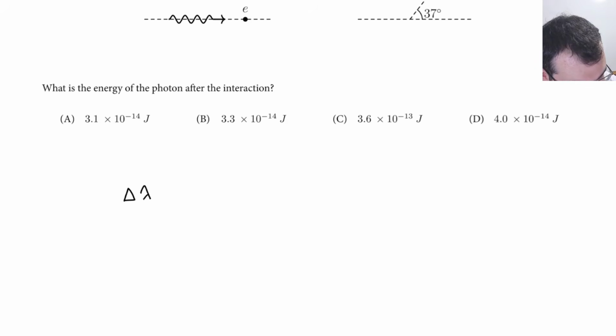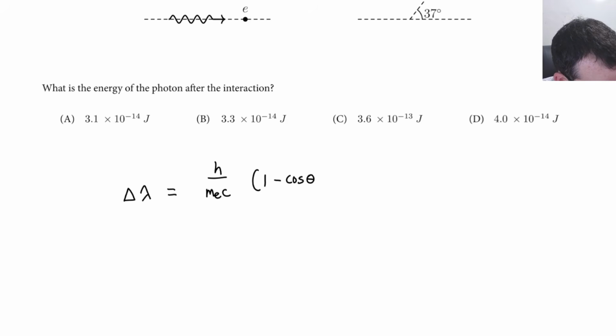So we know that the change in wavelength of a photon in a collision is given by Planck's constant divided by mass of the electron times speed of light times 1 minus cosine theta.